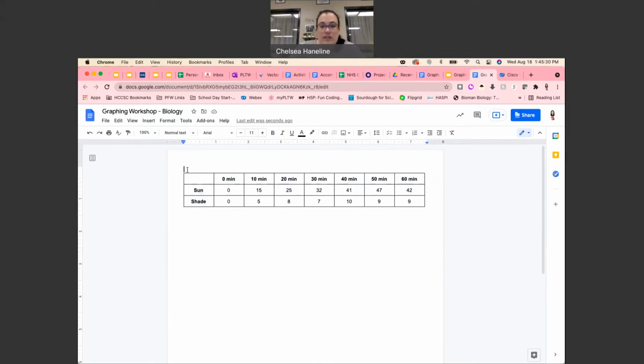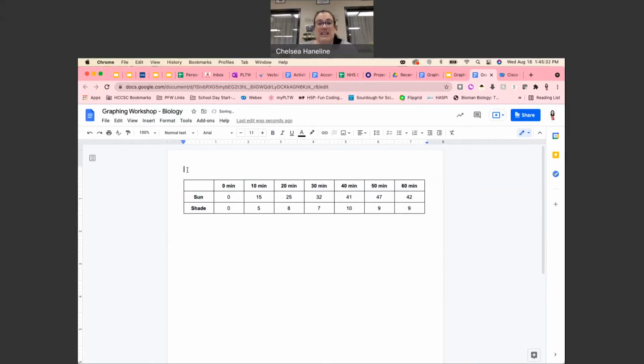Now, what do I need to do? I need to title it. So this is Table 1, Elodea response over 60 minutes to sun versus shade. And a lot of times with this, I also like to bold that as well so it looks nice and it stands out. So see how lovely that looks?